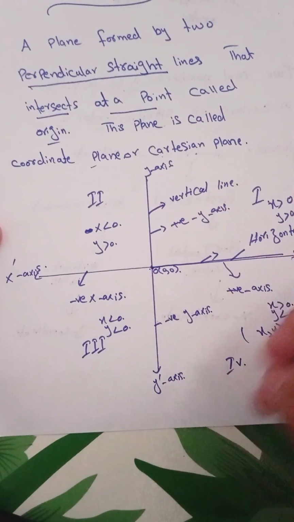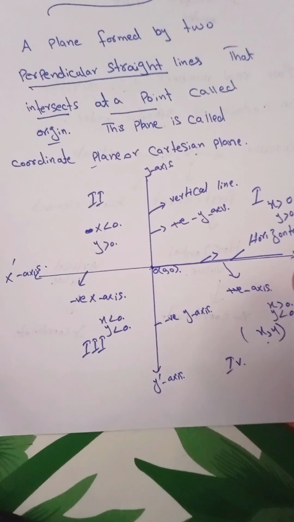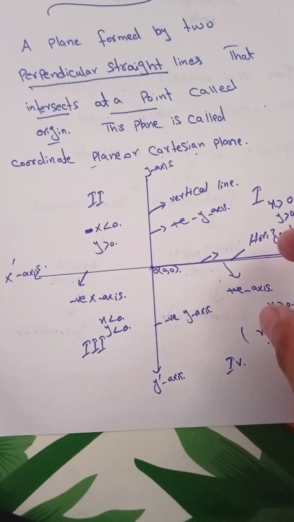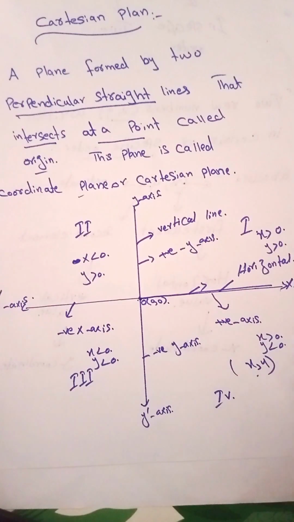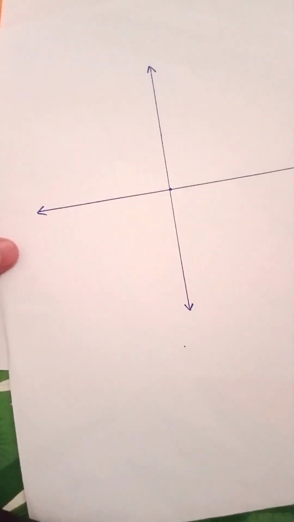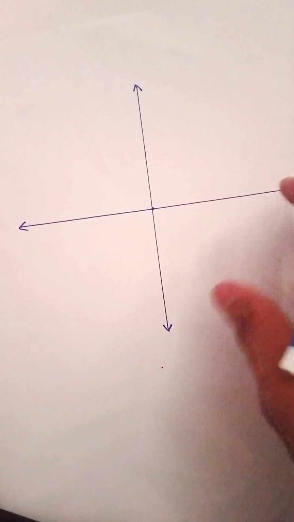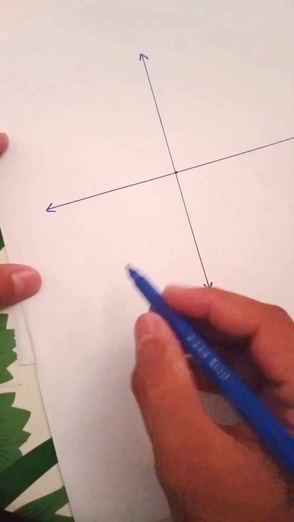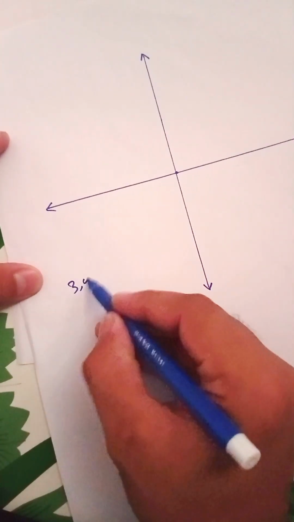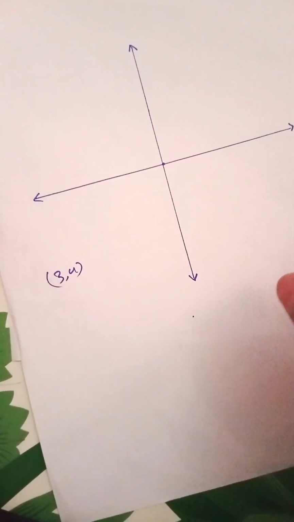So this is all about the Cartesian coordinate system. We can now locate a certain point on a Cartesian coordinate system by using ordered pairs. Let me consider one example for you. Here is the Cartesian plane. For example, if I ask you what will be the position of this point in a Cartesian coordinate system.